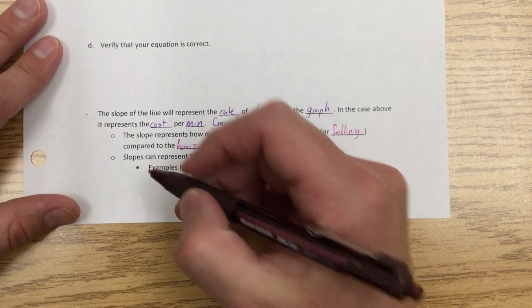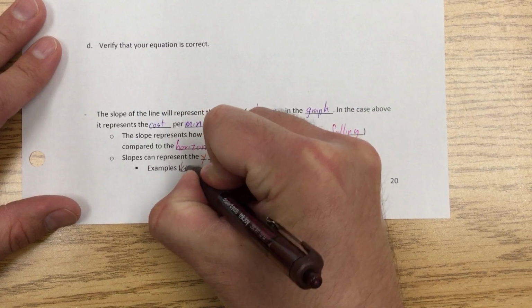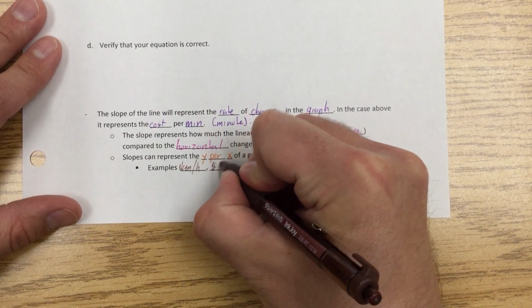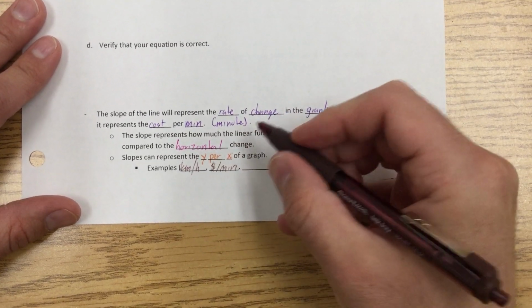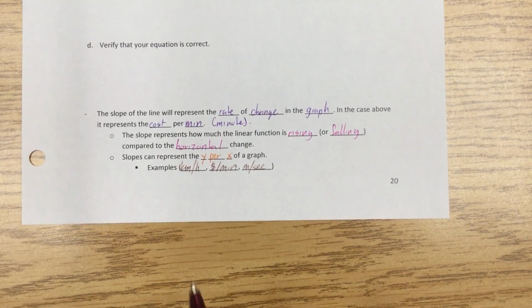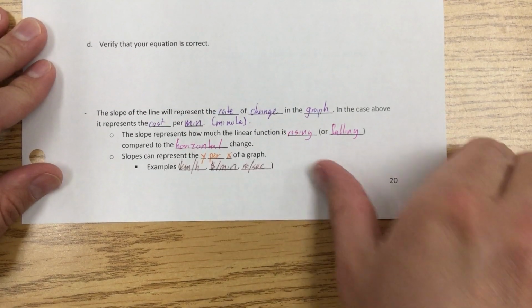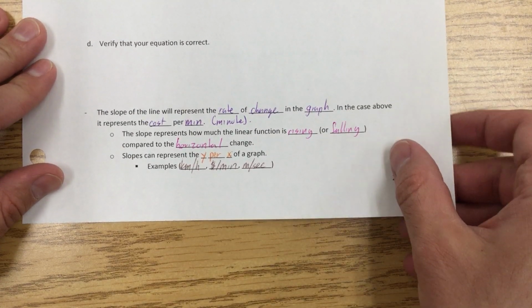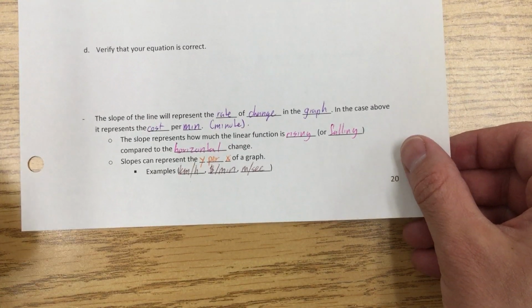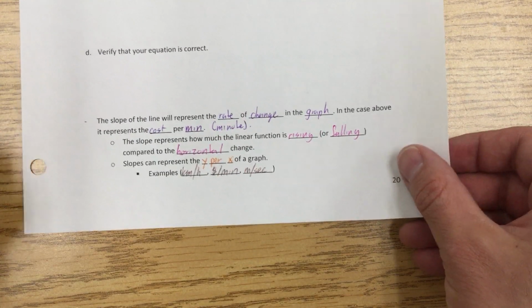So examples that I just kind of mentioned there, we could talk about kilometers per hour, or dollars per minute, or something like meters per second, etc., as there's a whole bunch of different options that we could use when we talk about rate of change. And we'll go through some this year, and then again next year in grade 11 you'll see a whole bunch more examples of rate of change.